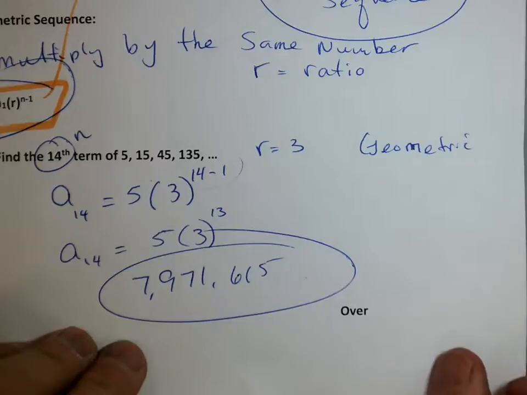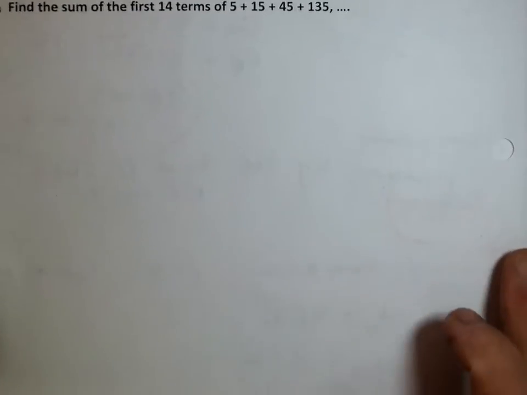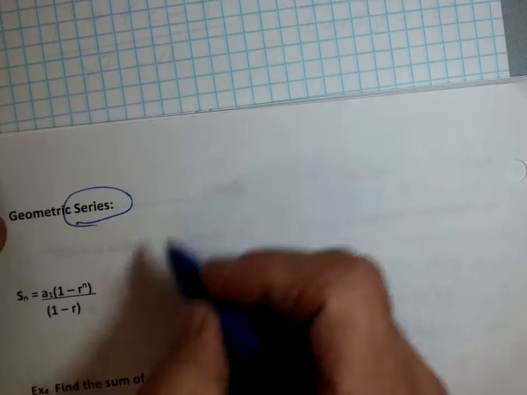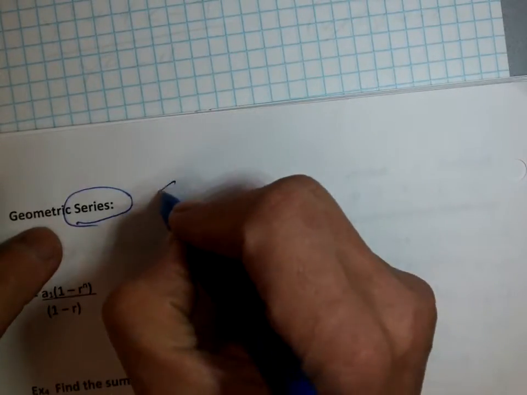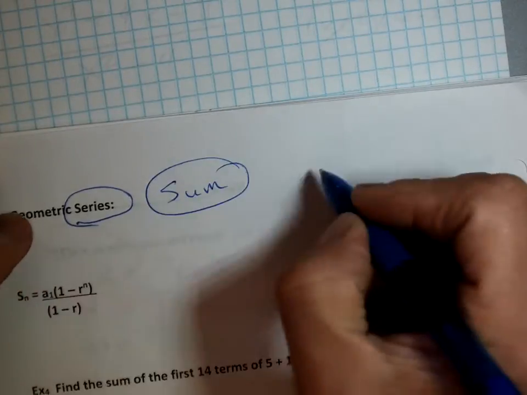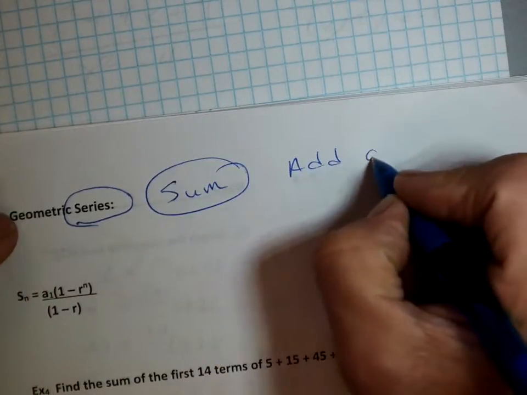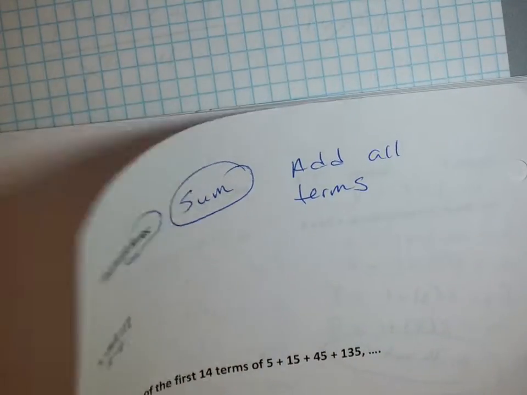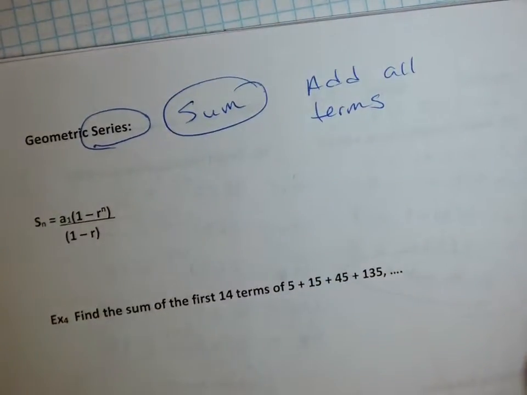All right, turn the page. Now, geometric series. There's a difference between series and sequences. If you talk about series, then what we're doing is we're going to add them all up. It's the sum, which means to add all terms, okay? If we're going to add all terms, we need a formula.